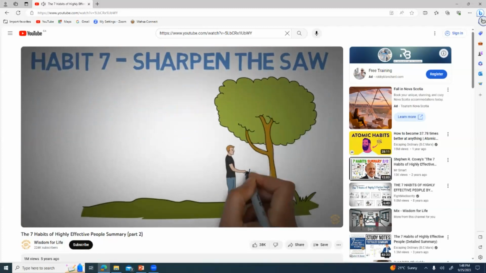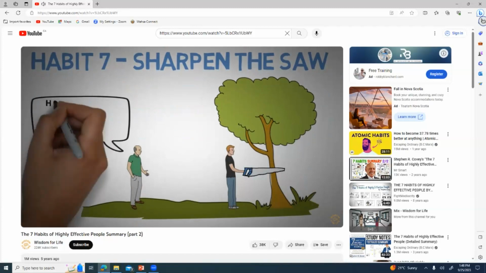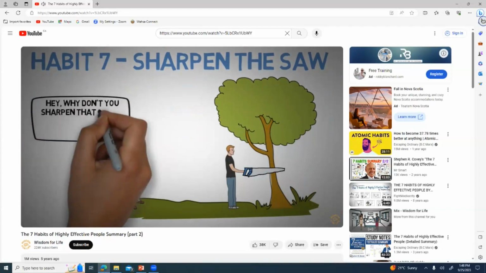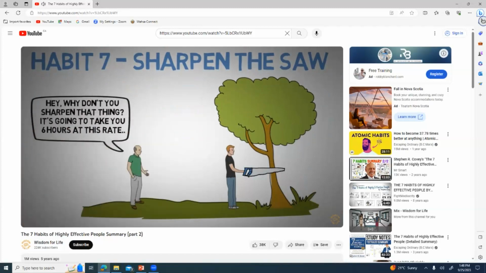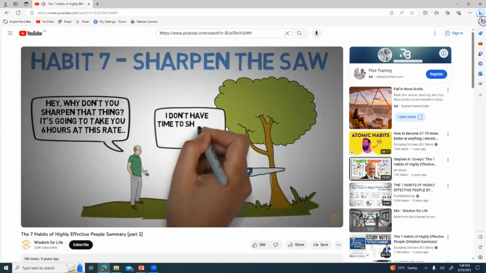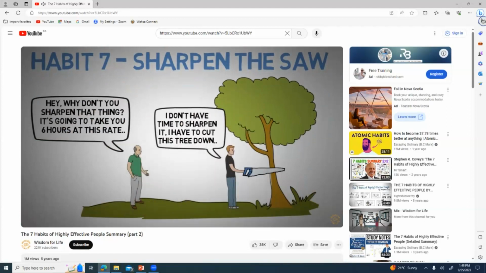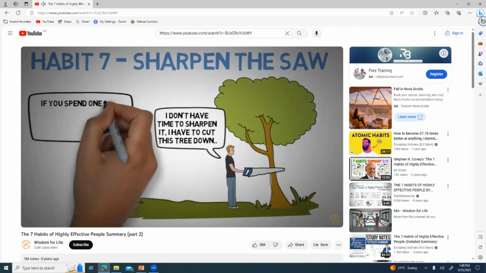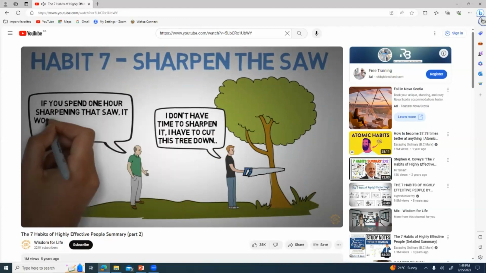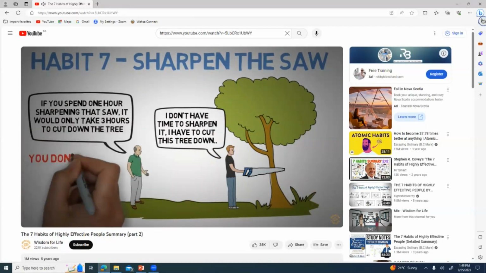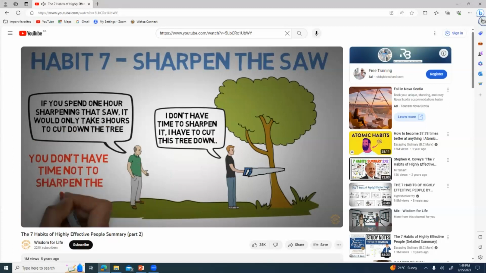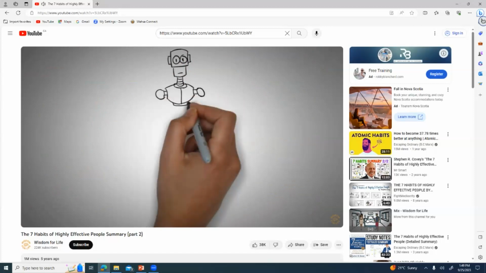Let's say you see a guy cutting down a tree with a dull saw. You say, "Hey, why don't you sharpen that thing? It's going to take 6 hours at this rate." He says, "I don't have time to sharpen it. I have to cut this tree down." You explain, "If you spend 1 hour sharpening that saw, it'll only take you 3 hours to cut down the tree. You don't have time not to sharpen the saw." This example can be applied to our lives on many different planes.